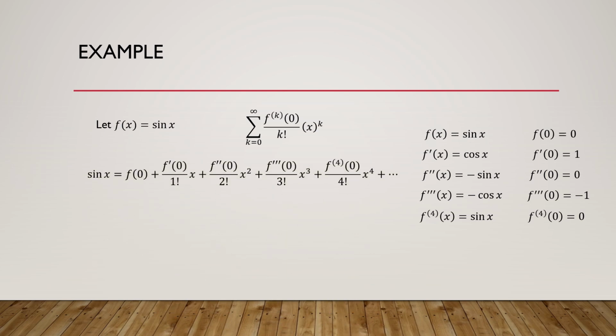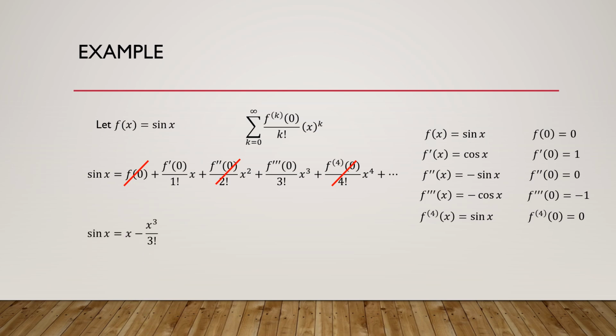Therefore, sine x equals f of 0 plus f prime of 0 over 1 factorial times x, plus the second derivative of f at 0 over 2 factorial times x squared, plus the third derivative of f at 0 over 3 factorial times x cubed, plus the fourth derivative of f at 0 over 4 factorial times x to the fourth. F of 0, the second derivative of f at 0, and the fourth derivative of f at 0 all equal 0 and may be removed from the series.